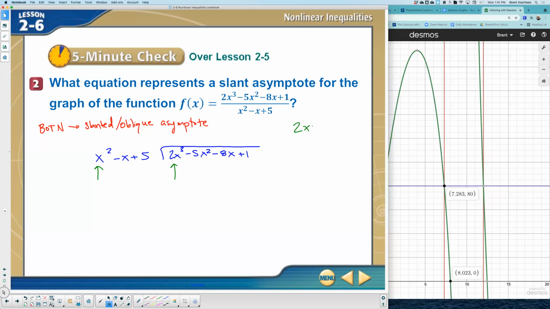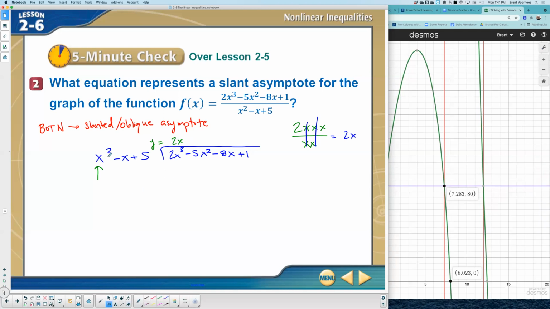My leading term inside the house divided by the leading term outside the house. What is 2x cubed divided by x squared? What's the answer there? Those go away. We're left with 2x. So I know my equation is going to be y equals 2x. We'll discover the rest as we go on.